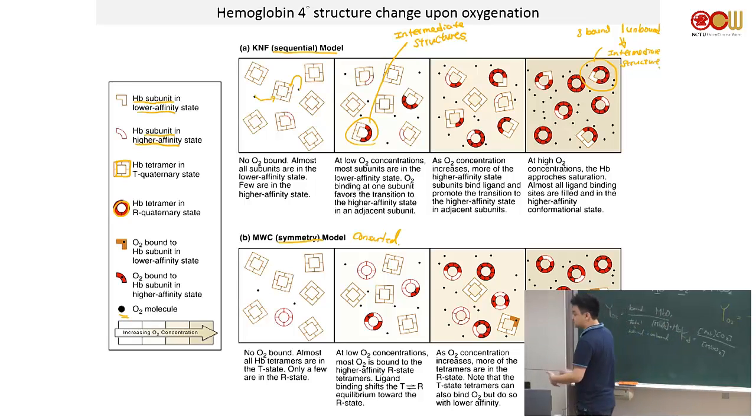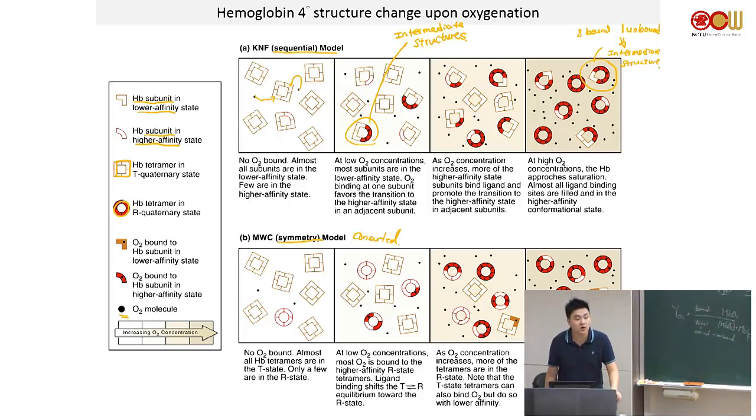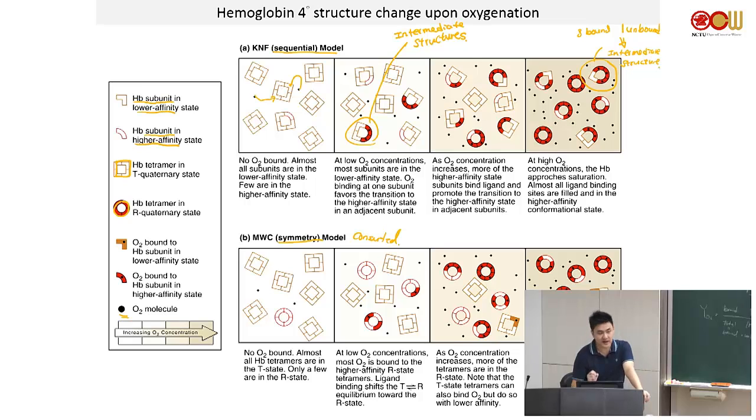However, through experiments, people know that even without 100% binding, you can still have a hemoglobin that's in the complete R state without 100% binding. So things like that should not exist.